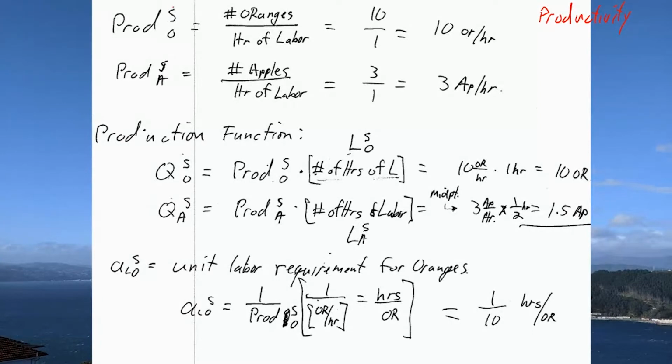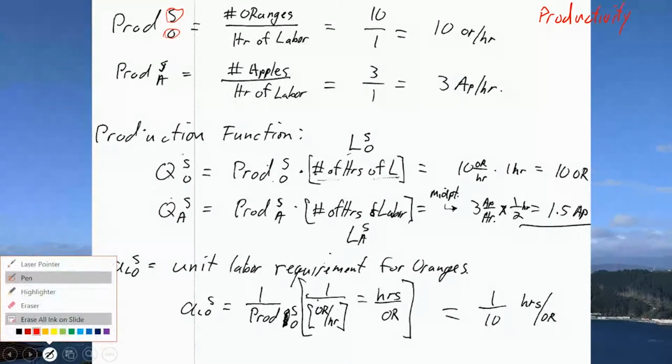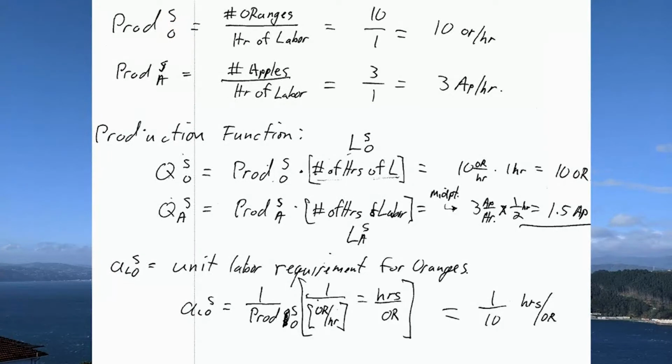And notice that I've got a subscript and a superscript here. The superscript is an S, and that's going to refer to Smith, because we're going to want to distinguish Smith's productivity from Jones's productivity later on. And then the O down below here, the subscript, is referring to oranges. So when I write prod^S_O, what I am referring to is Smith's productivity with respect to oranges.